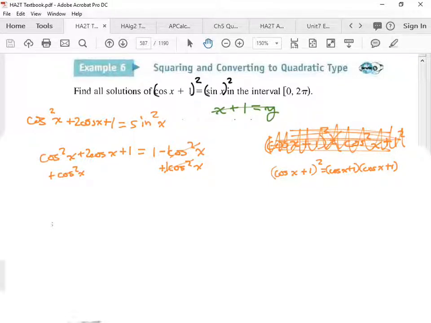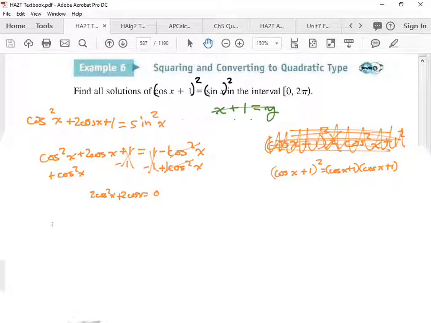But before I rewrite everything, let's also get rid of that 1. You see this positive 1 right here? I have to subtract him from both sides, so he goes away. And on the right side, we're left with a 0. And then when I subtract 1 right here, the constants go away. Oh my goodness, beautiful things are happening. We have 2 cosine squared x's, and then we have 2 cosine x's.